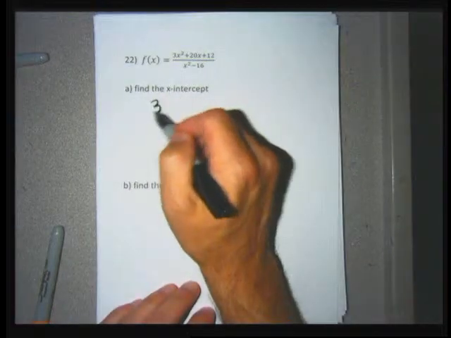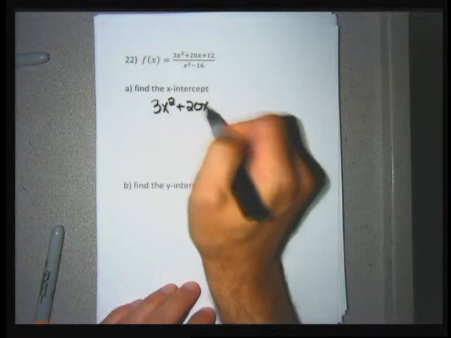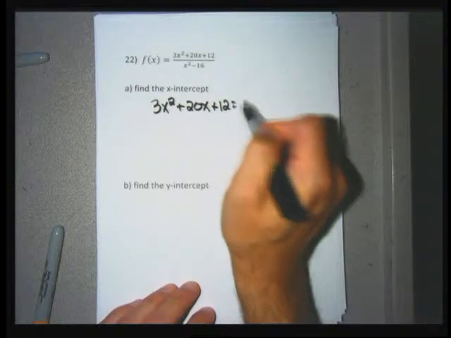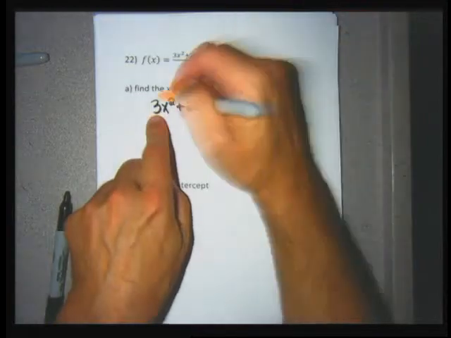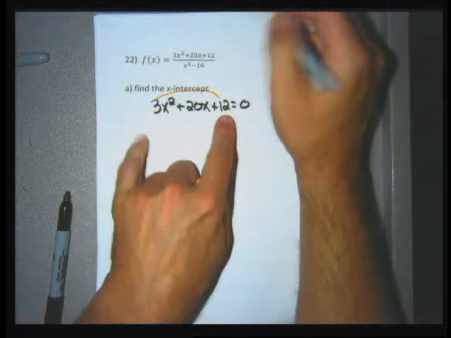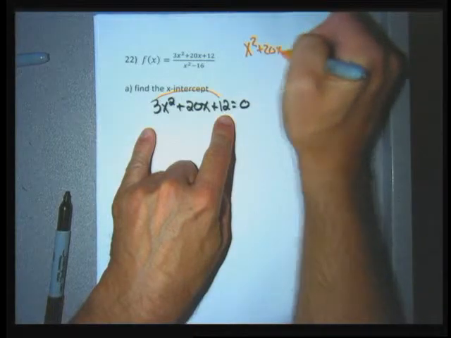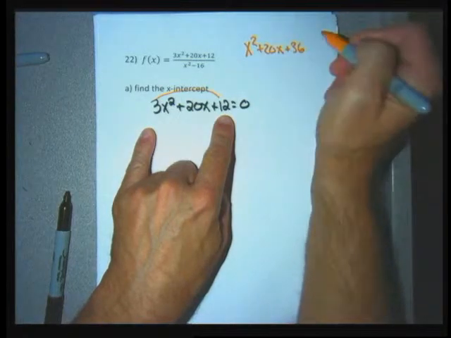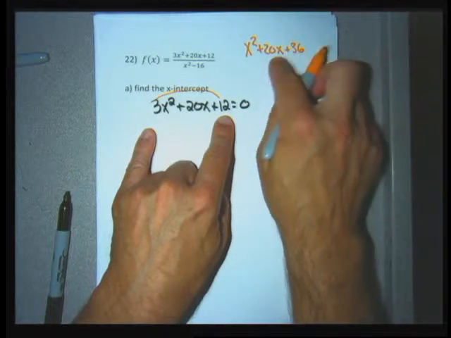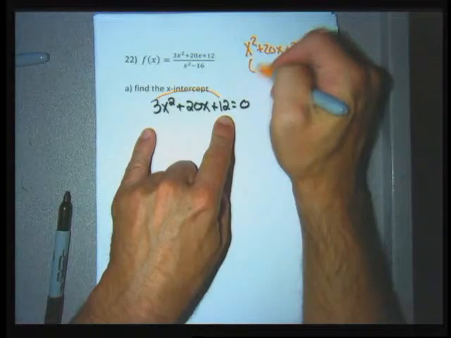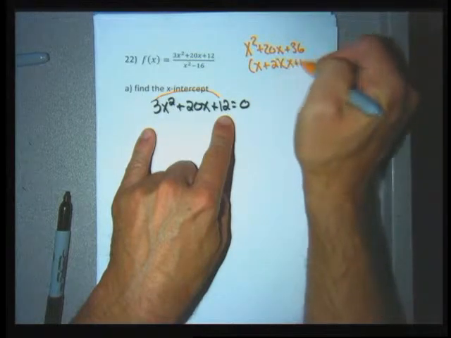22, unfortunately, is hard factoring. Ultimately, to find the x-intercept, I need to factor that. I'm going to factor this off to the side. I'm going to do bottoms-up factoring. I'm going to multiply the 3 and the 12. I get x squared plus 20x plus 36 when I go to factor that. To factor this, I need two numbers that multiply to 36 and add to 20. And that's 18 and 2, because 18 times 2 is 36, and 18 plus 2 is 20.